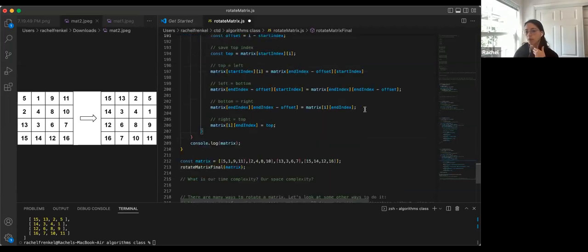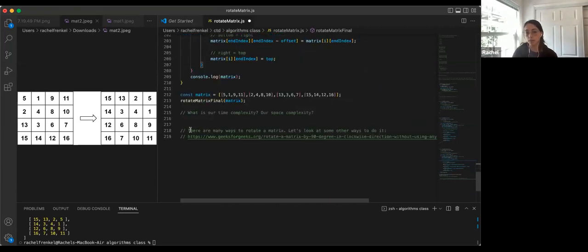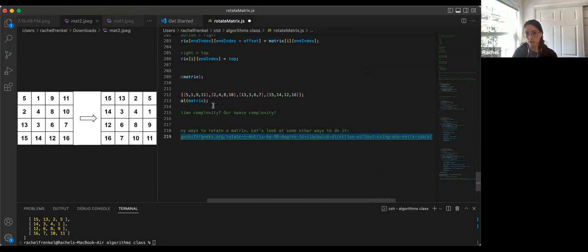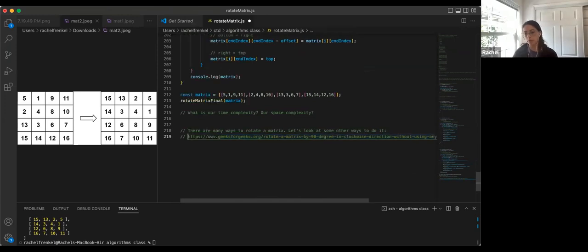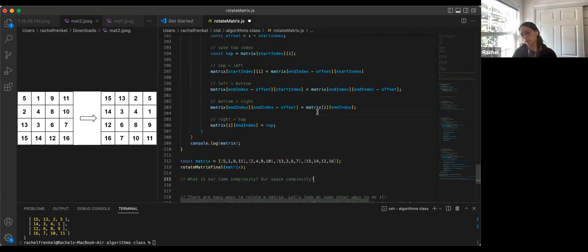Okay. And we're getting late, so I'm going to post that, don't worry. But I wanted to share 2 other things. First, what is our time complexity? Our space complexity, we did this in place. So let's answer that first, actually. We did this thing in place. So what's our space complexity? O of 1.